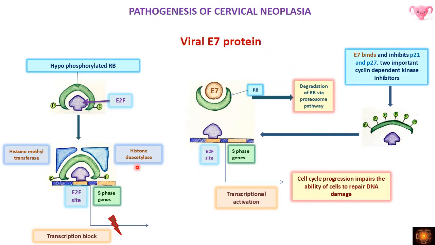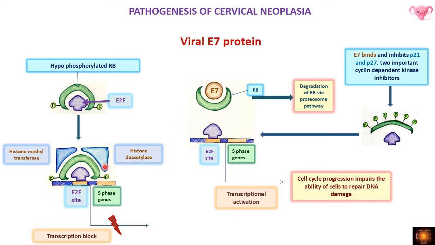This is in the normal cell. What happens is RB will be present, RB protein is present as a hypophosphorylated form. Now in the hypophosphorylated form, it forms a complex with the E2F protein. Now this complex of RB with the E2F, when it combines at the E2F site on the DNA, usually they recruit the proteins which are essential for the repair of the DNA. So histone deacetylase and histone methyl transferase, these are the substances which are recruited for the repair of the DNA.